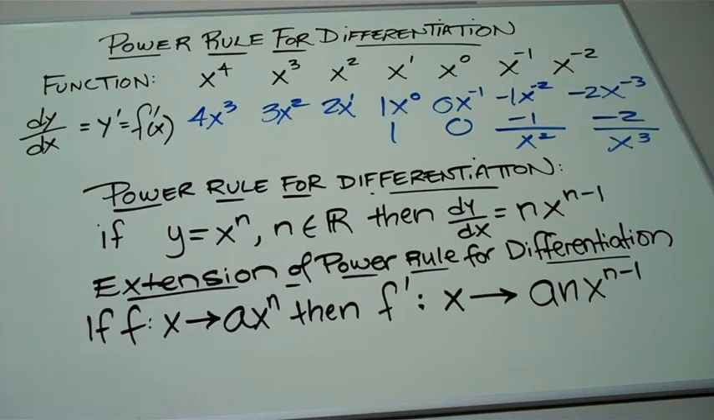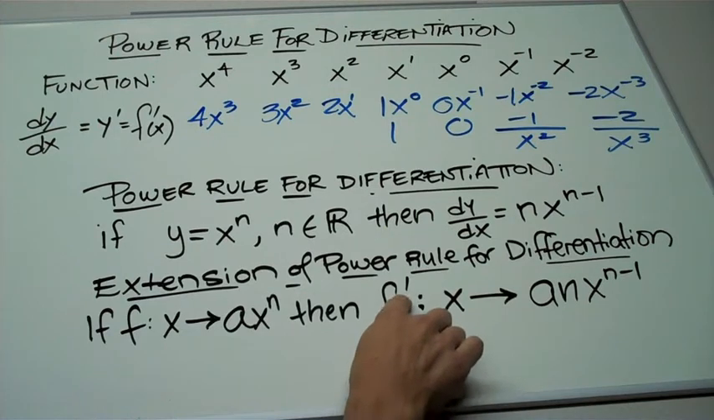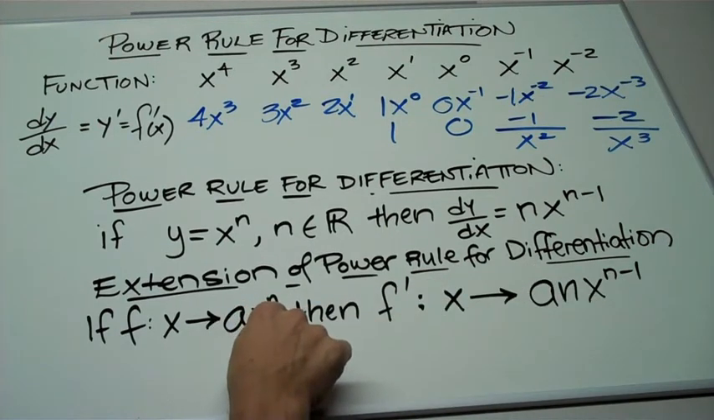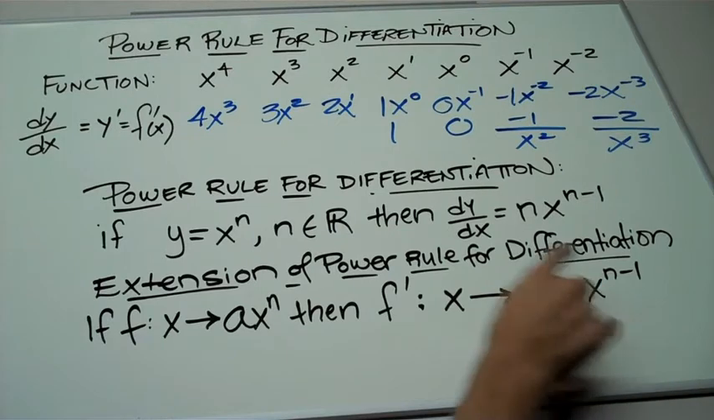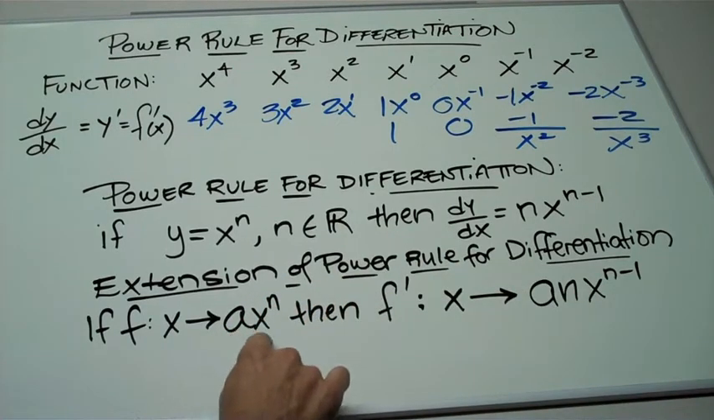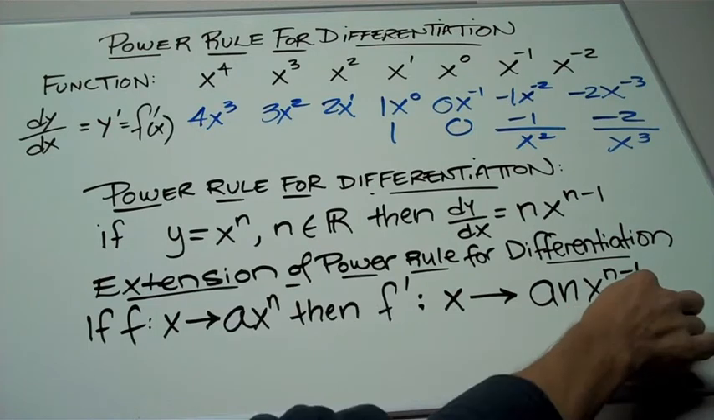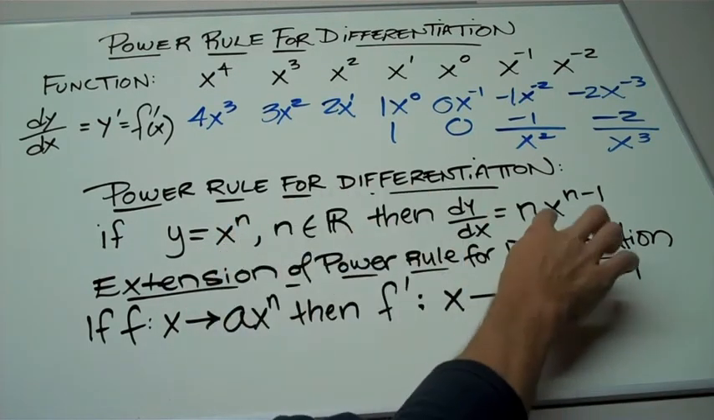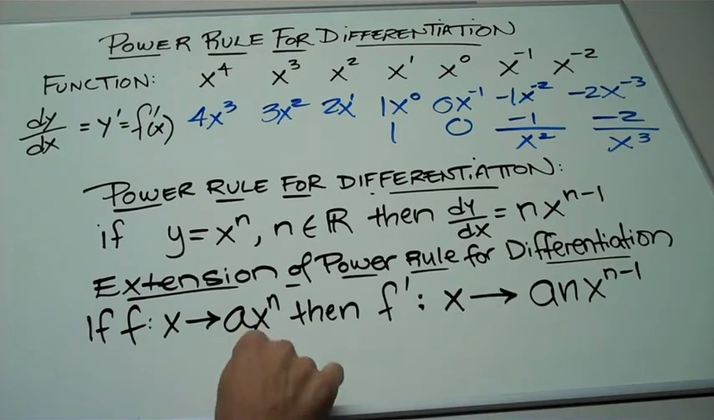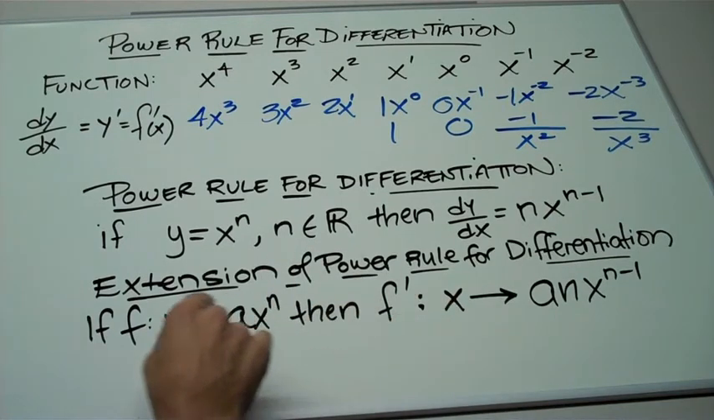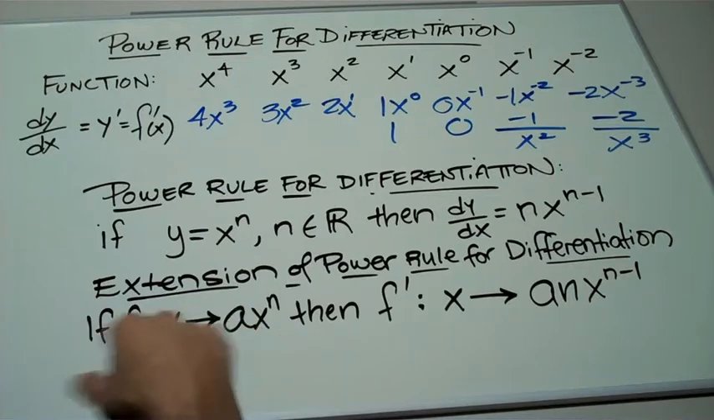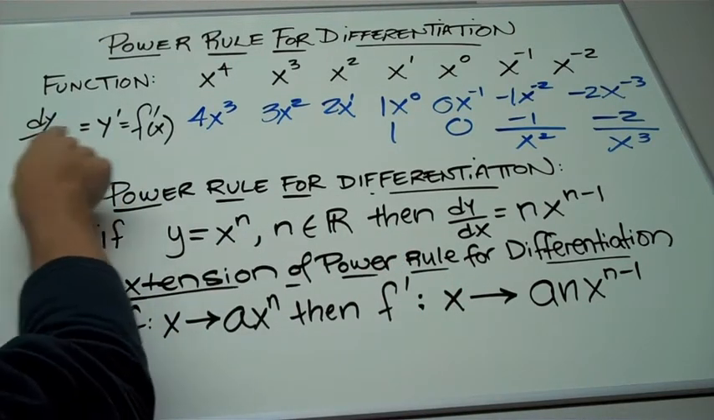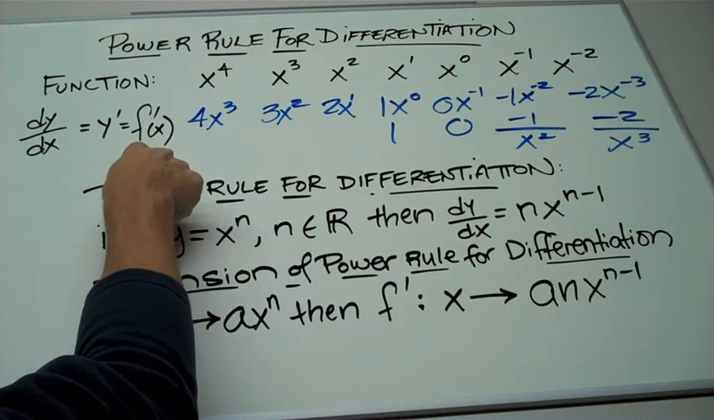An extension of the power rule for differentiation is if f of x maps onto a coefficient of a times x to the n, then our derivative f prime will be, well, we're going to multiply n times a, and then it'll be x to the n minus 1. So a x to the n goes to a n x to the n minus 1, and x to the n goes to n x to the n minus 1. This is a better one to remember because it's more inclusive. Look at the three ways we can talk about the derivative. The derivative meaning the slope of the tangent at a particular point: dy dx, y prime, or f dash of x.